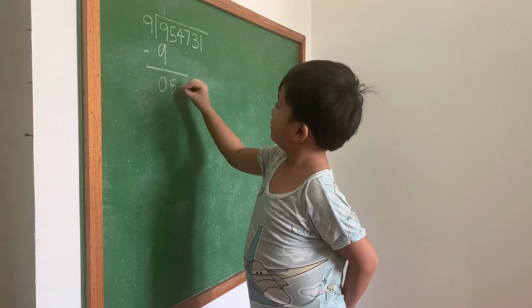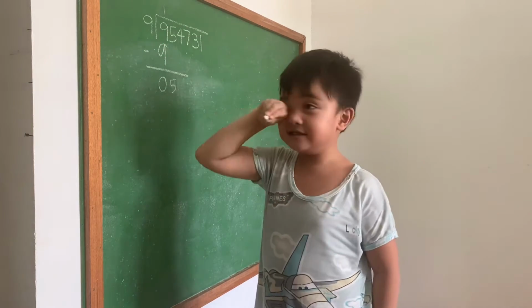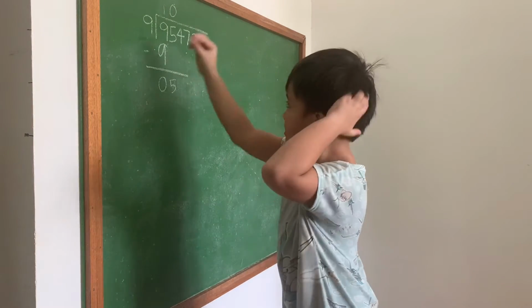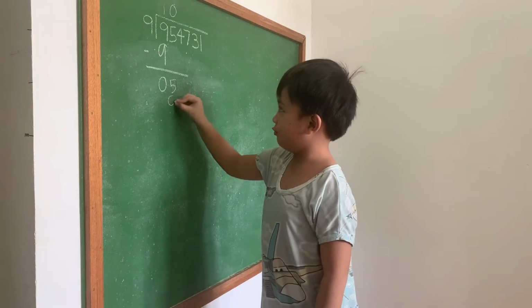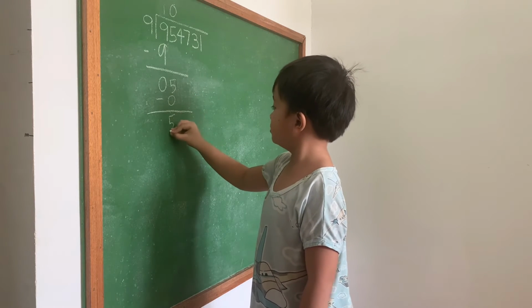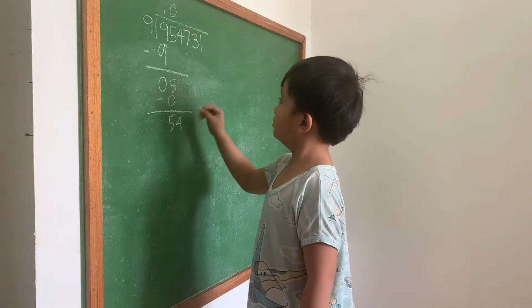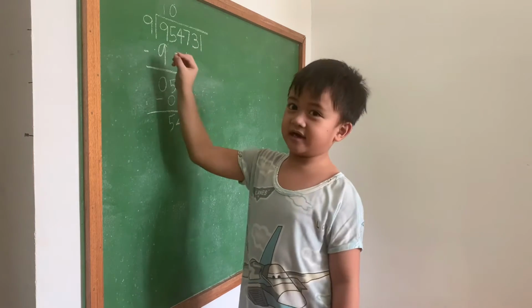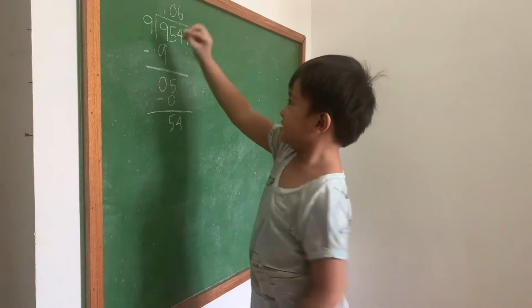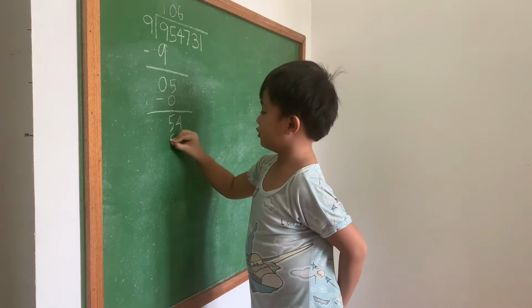Bring down 5. 5 divided by 9 equals 0. 0 times 9 equals 0. Now 5, bring down 4. 54 divided by 9 equals 6. 6 times 9 equals 54.